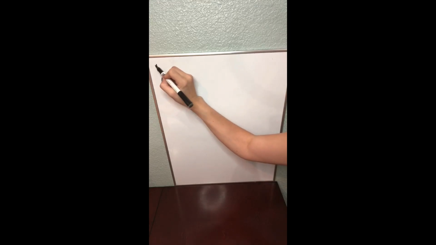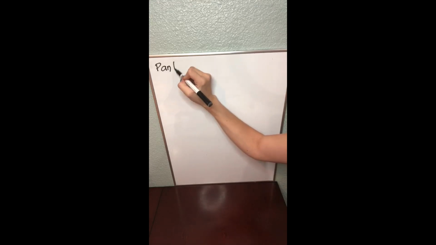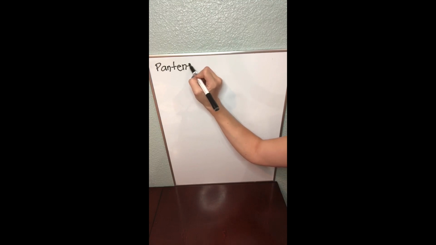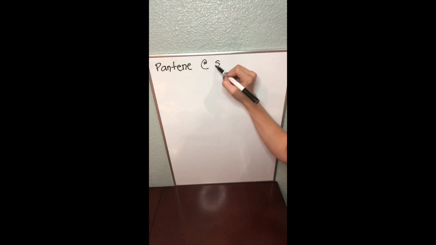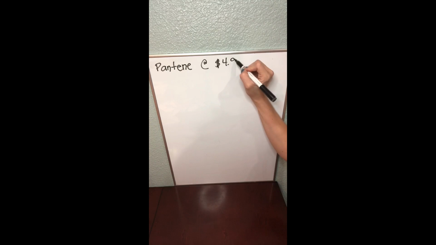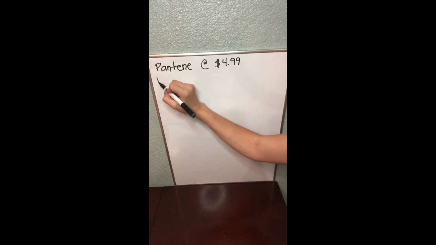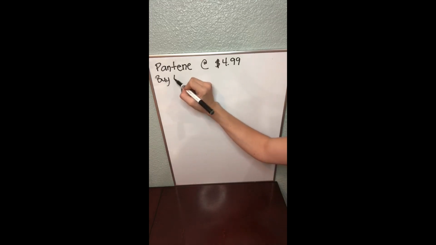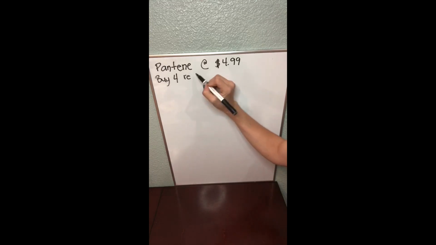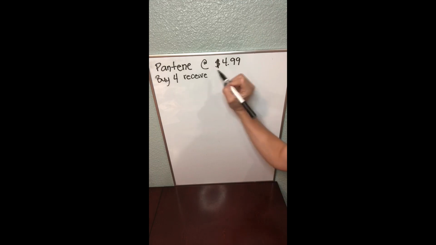Today we're going to be going over Target coupon math. So let's get to the board. The example we're going to be doing today is Pantene, and it costs $4.99 per bottle. Now at Target, if you buy 4, you're going to receive a $5 gift card.